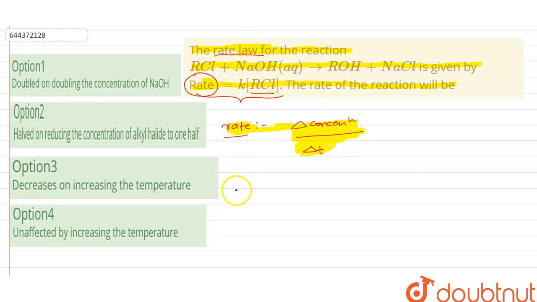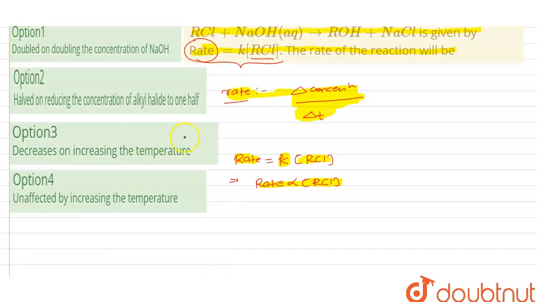Now as we have given that the rate is equal to rate constant K and RCl, where K is the proportionality constant called rate constant, which tells the relation between the rate of the kinetics and the concentration of the reactant. Now in this case we can easily tell that the rate is directly proportional to the concentration of reactants. Now there are lots of other factors on which the rate depends.